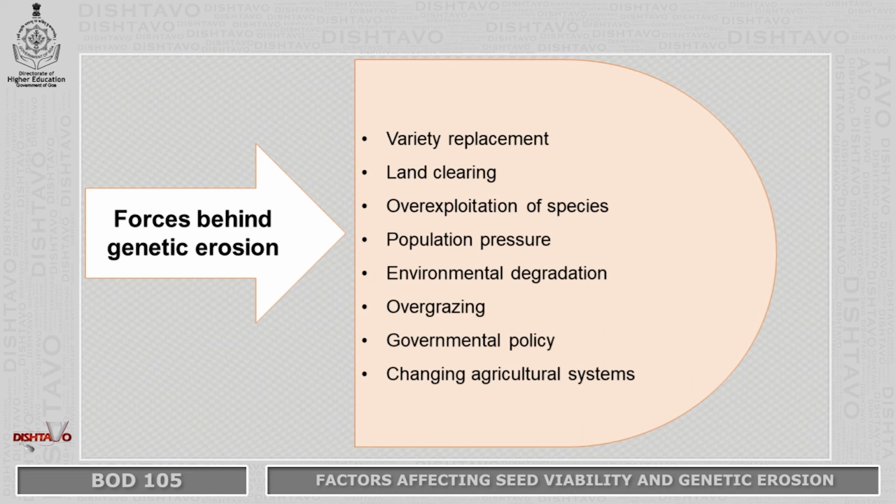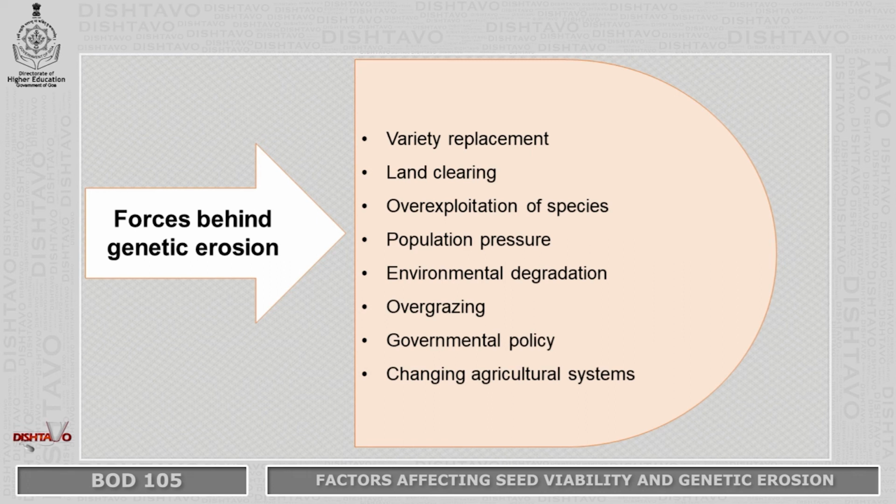Forces behind genetic erosion. Here we have a number of forces, for example, varietal replacement. Nowadays, the local varieties are getting replaced by the hybrid varieties because of increased income or the taste, for example, in case of rice. Second is land clearing. This can be for different purposes, for example, construction purposes.